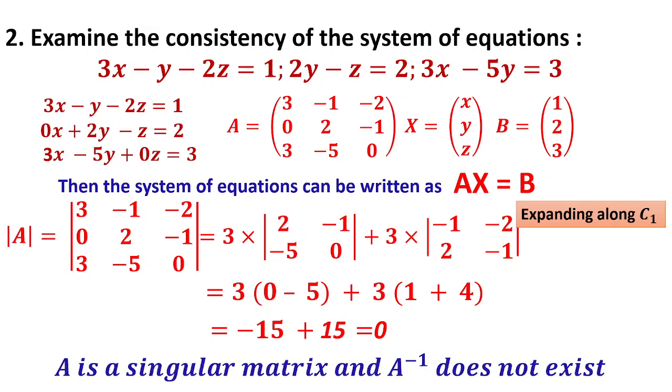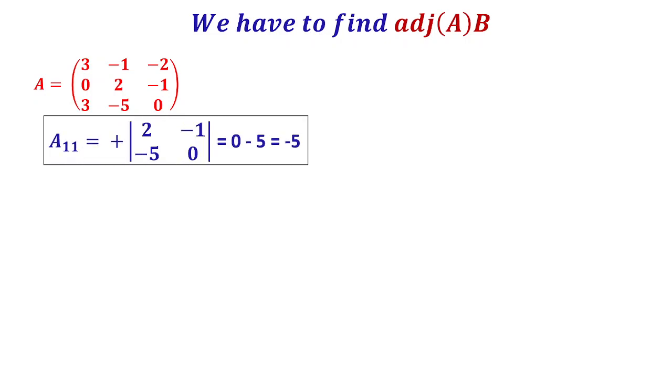Let us find. Therefore, it is a singular matrix. A inverse does not exist. Now, we have to find adjoint A. For that, what you have to do? You have to find the cofactors.